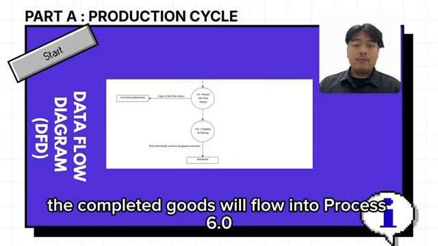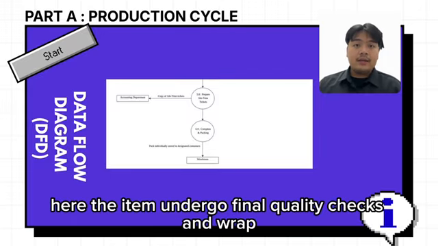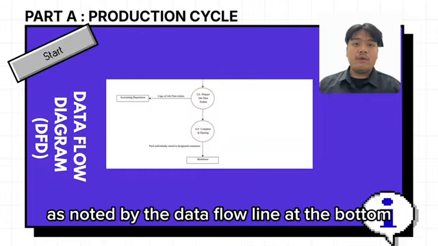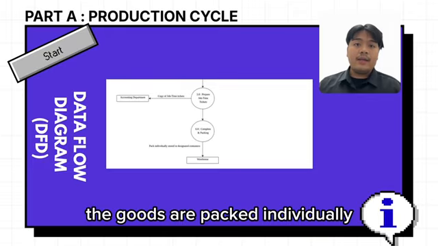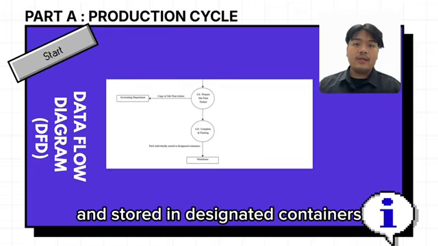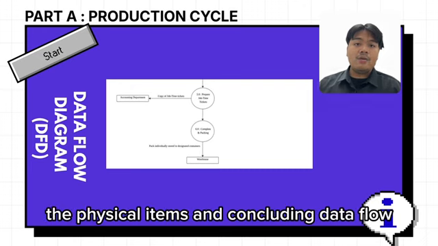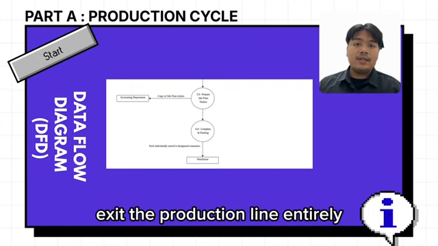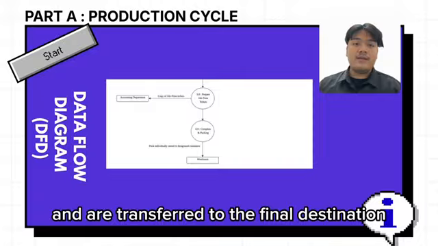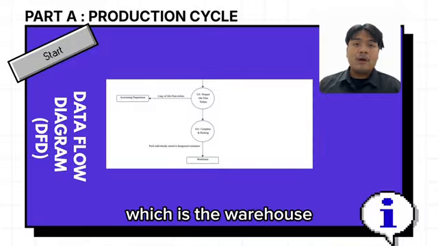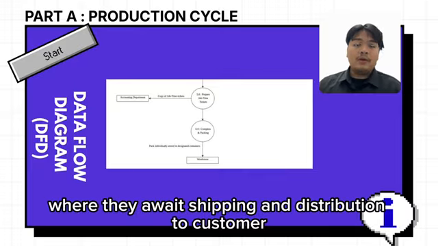And finally, the completed goods will flow into process 6.0, which is complete and packing. Here, the items undergo final quality checks and wrapping, as noted by the data flow line at the bottom. The goods are packed individually and stored in designated containers. The physical items and concluding data flow exit the production line entirely and are transferred to the final destination, which is the warehouse, where they await shipping and distribution to customers.